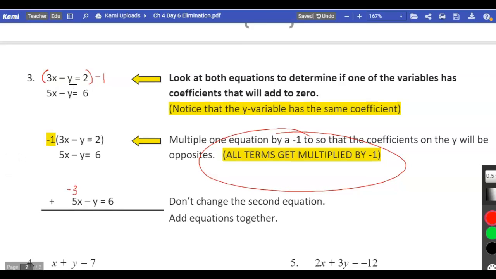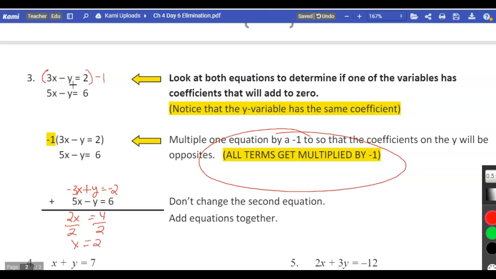So I have negative 3x plus y equals negative 2. So notice every single sign is opposite. And that's the biggest thing that people are going to do wrong. They're not going to flip all 3 signs. So when I combine everything now, I get 2x, my y's eliminate, equals 4. I divide by 2, x equals 2.